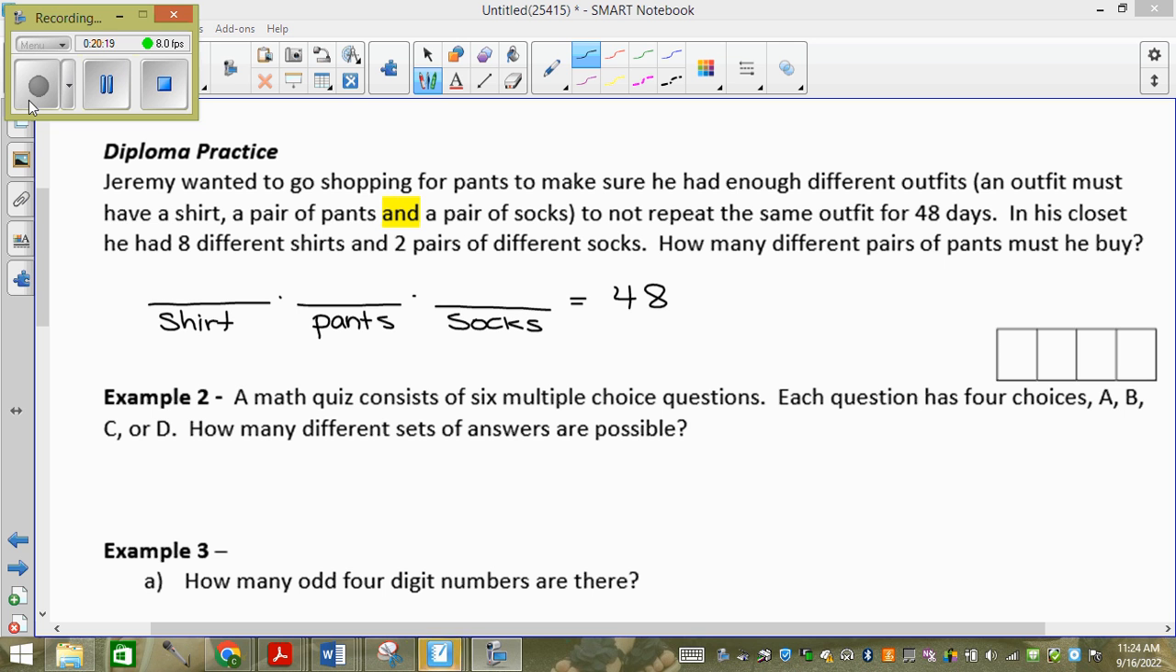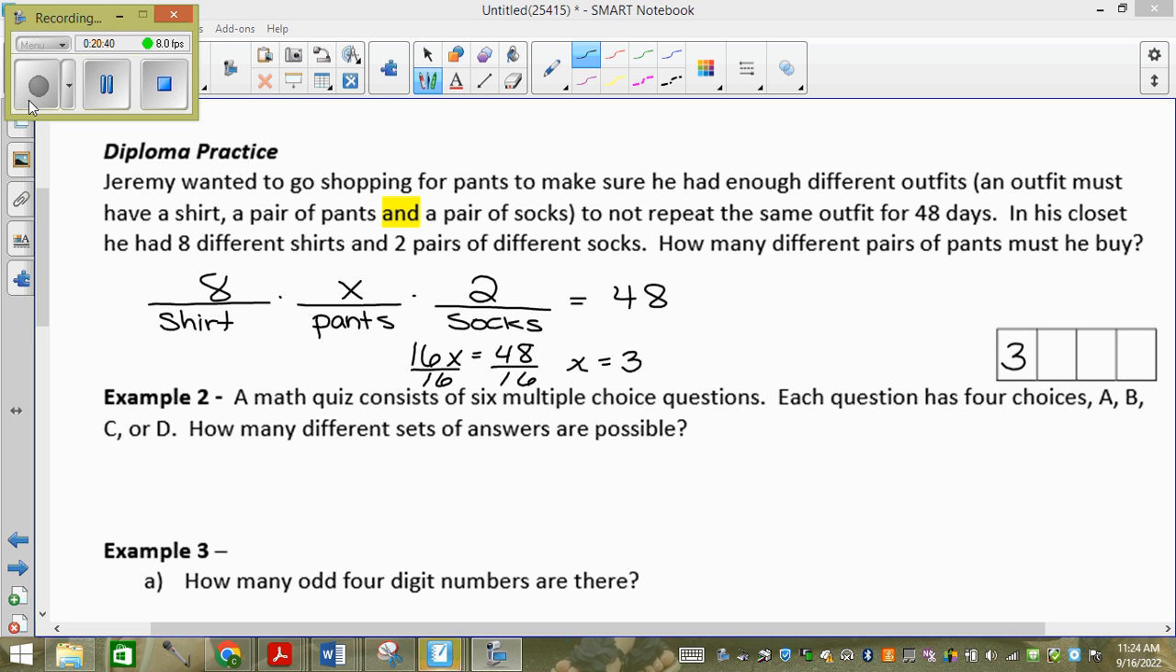So I gave you the total. In his closet there are 8 shirts, 2 different pair of pants, and I'm asking 2 different socks. I'm asking you how many pants. So you could say 8 times 2 is 16, 16x equals 48. Divide by 16, and x would equal 3.